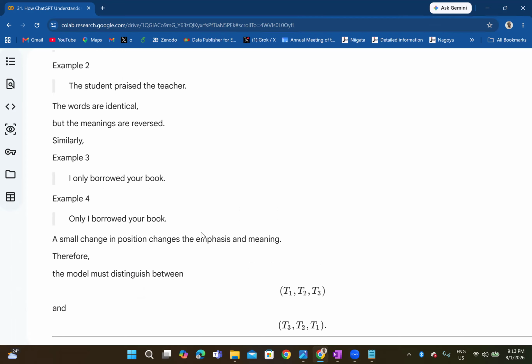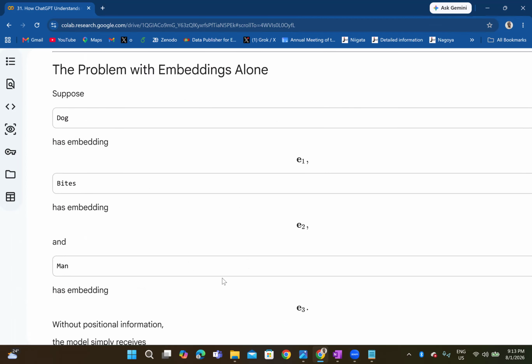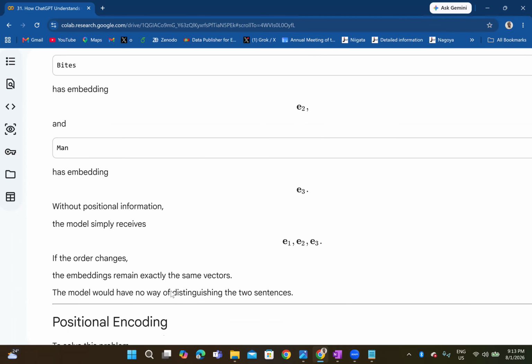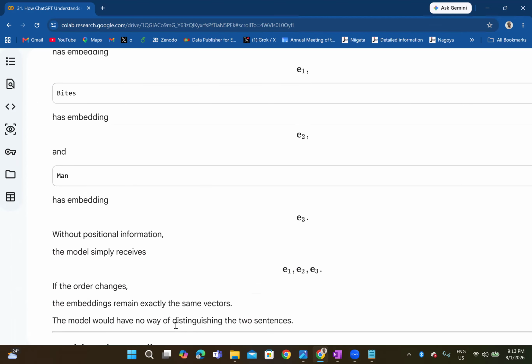I only borrowed your book. Only I borrowed your book. Therefore, the model must distinguish between T1, T2, T3 and T3, T2, T1 because of the position. So that's the idea of positional encoding. Now the problem with embeddings alone: suppose dog has embedding E1, bites has embedding E2, and man has embedding E3, without positional information. The model simply receives E1, E2, E3. If the order changes, the embeddings remain exactly the same vectors. So the model would have no way of distinguishing the two sentences.